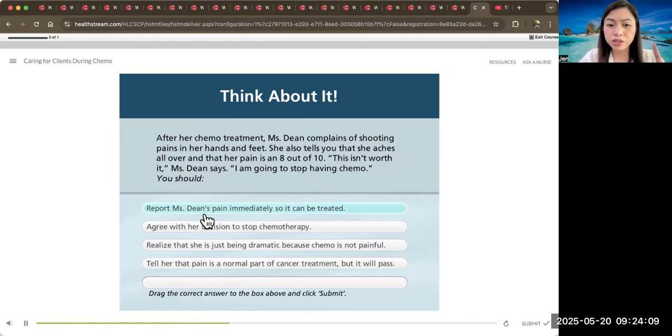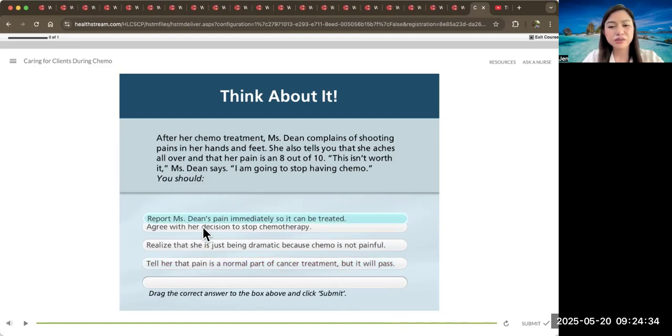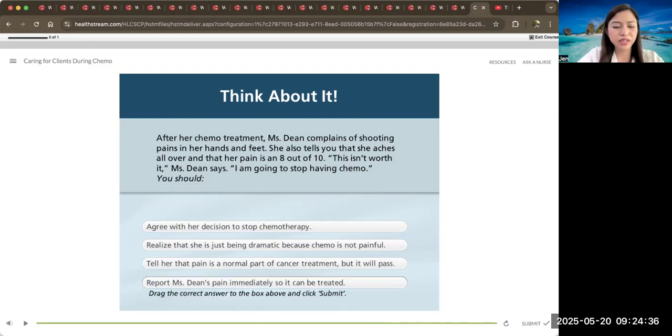You should report Mrs. Dean's pain immediately so it can be treated. Agree with her decision to stop chemo. Realize she is just being dramatic because chemo is not painful. Tell her that pain is a normal part of cancer treatment, but it will pass. So this is ignoring, not acknowledging. Pain is a normal part, yeah, but it shouldn't be ignored. She should treat it. So as a nurse, you should report it.